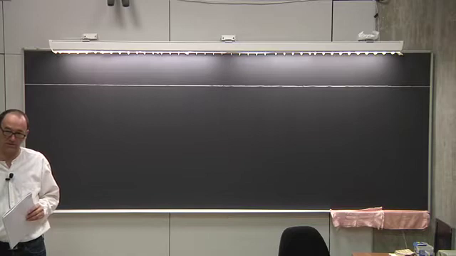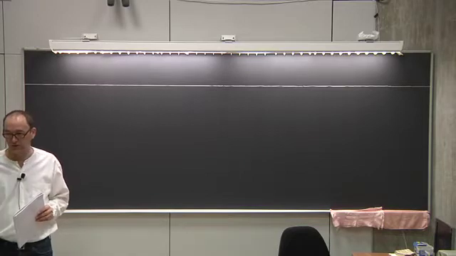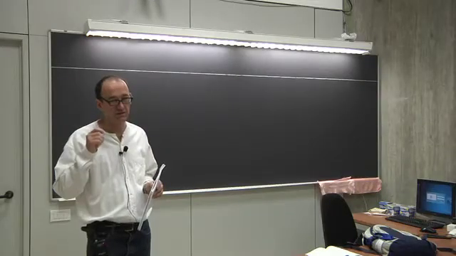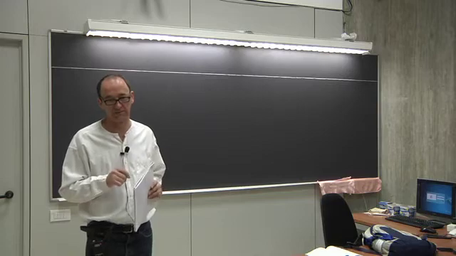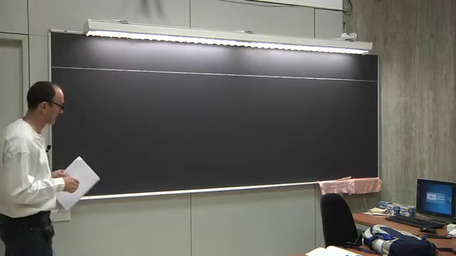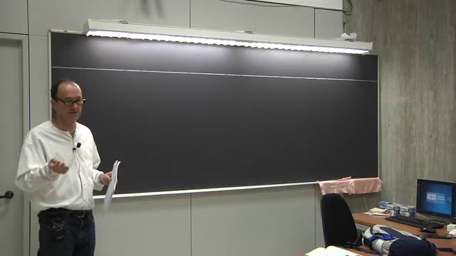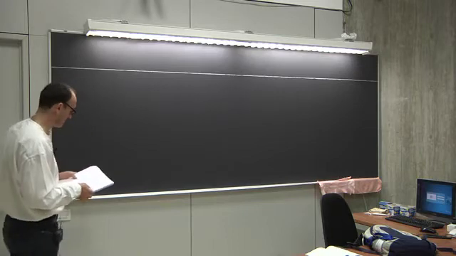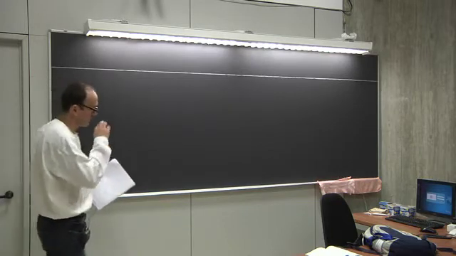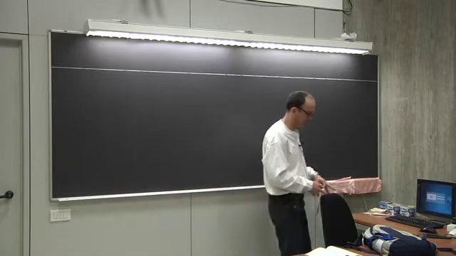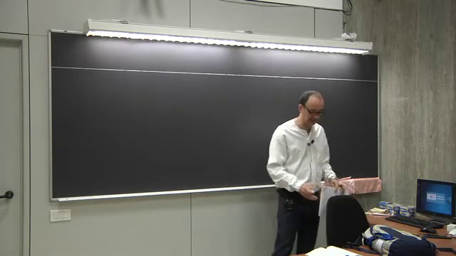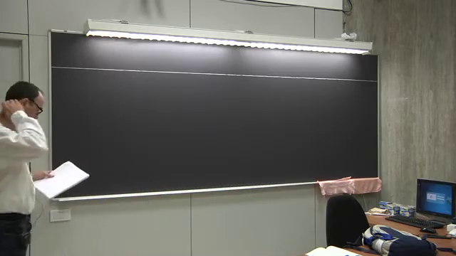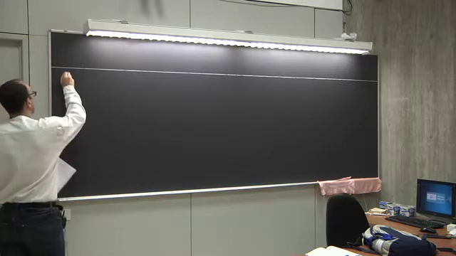So a collection of occupation numbers for the different single particle energy levels will correspond to just one state. Whereas in classical mechanics, if particles are distinguishable, this corresponds to many states. Okay, so what I want to do today is to derive statistical mechanics in this case, and so we are first going to look at the microcanonical ensemble.